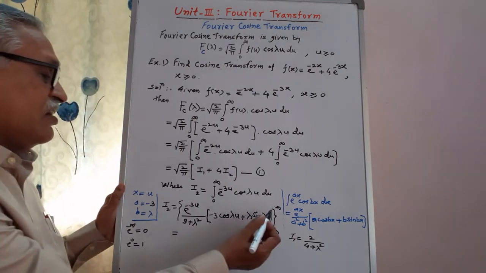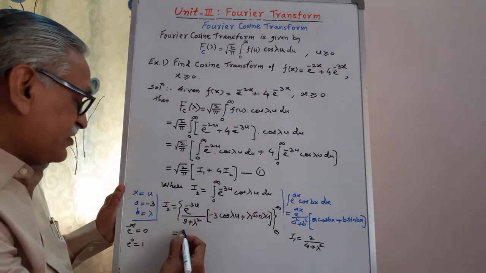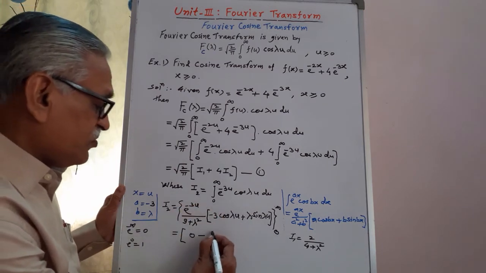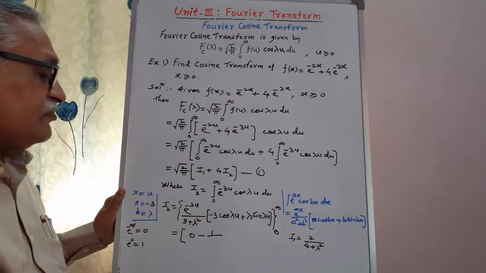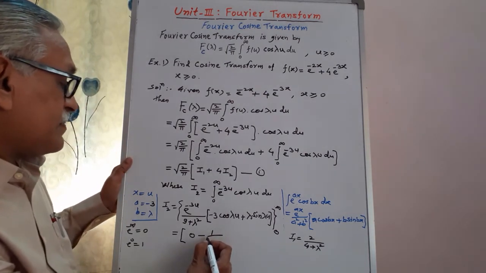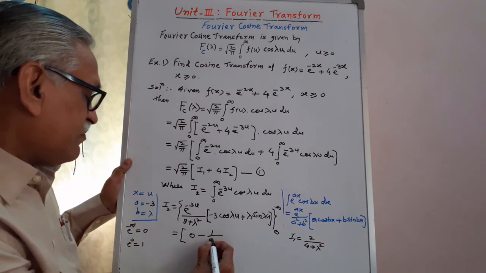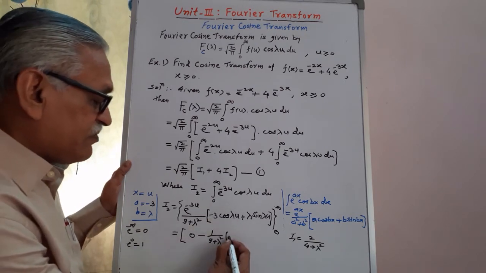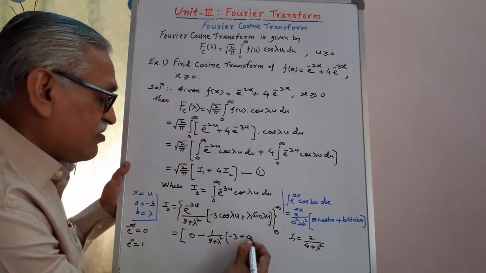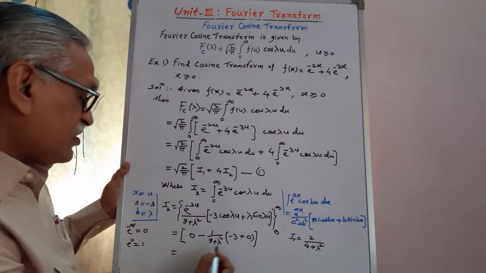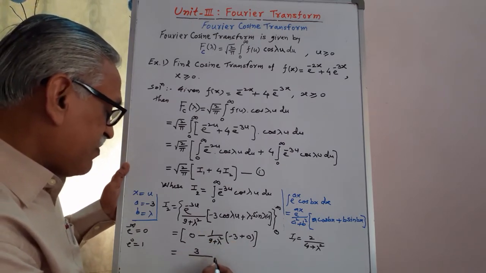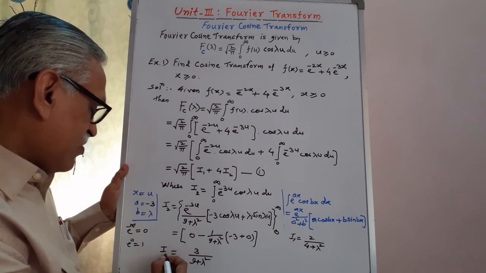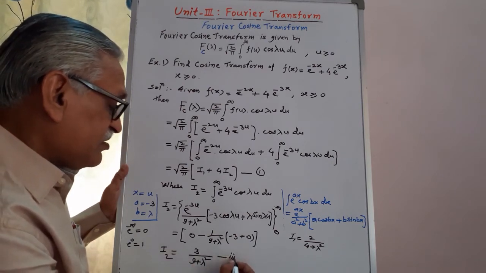It is equals to, substituting the upper limit as infinity, we get e raised to minus infinity, 0, minus lower limit e raised to 0, 1 upon 9 plus lambda square multiplied by cos 0 1, therefore it is minus 3, sin 0 is 0, and therefore it is equals to minus minus, it becomes 3 divided by 9 plus lambda square, value of I2. We call this as equation 3.